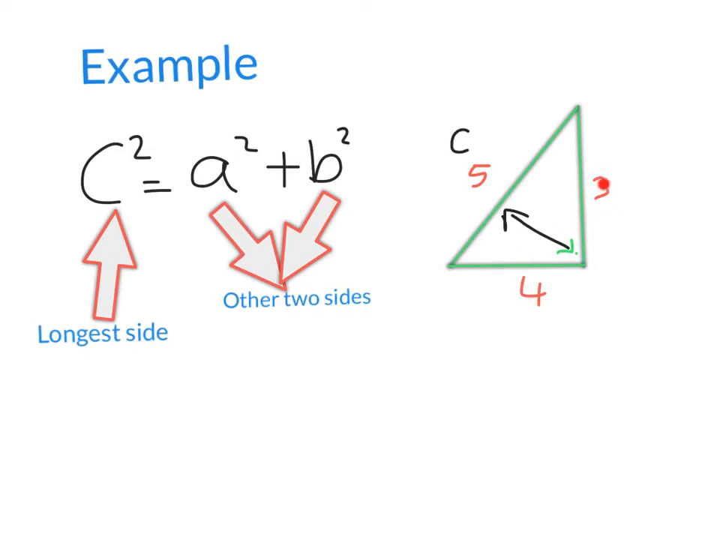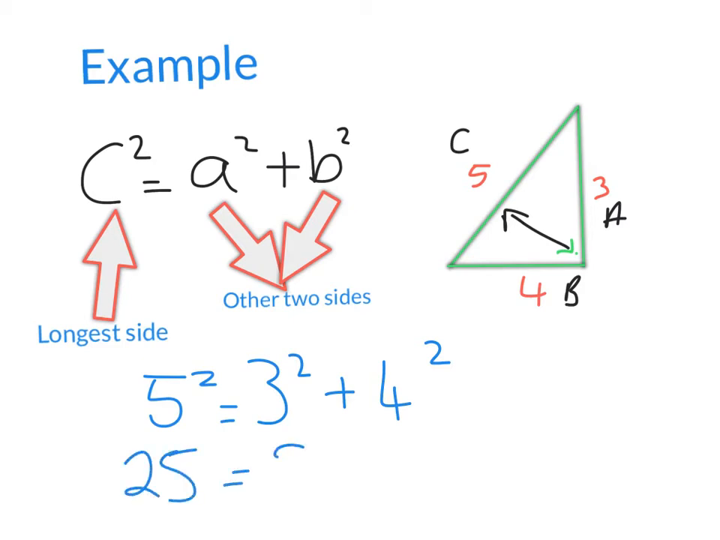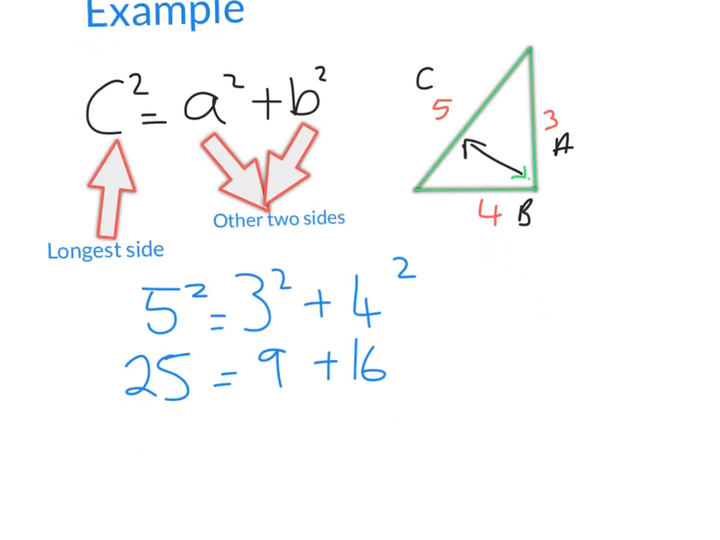And then A and B, it doesn't matter here because we're adding A and B, and because of the commutative law, that will always work. So I've called that one A and that one B. So let's see if that's right. Let's see if his theorem works. So C squared would be 5 squared equals A squared plus B squared. So that would be 3 squared plus 4 squared. 5 squared equals 25, and 3 squared gives me 9 plus 16, which does give me 25. So 25 equals 25. So his theorem is true.